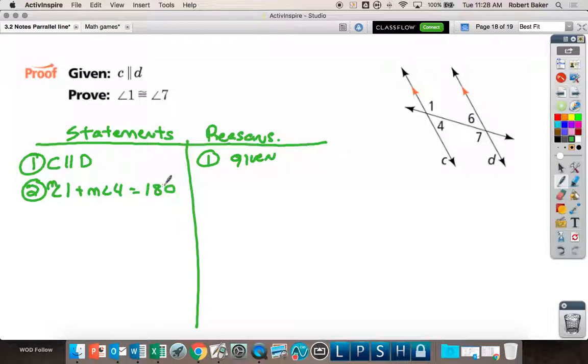Why? Definition of what? Huh? You're dancing around it. What is the definition that says two angles next to each other add up to 180? Linear. The definition of a linear pair undoubtedly says that angle 1 plus angle 4 equals 180.